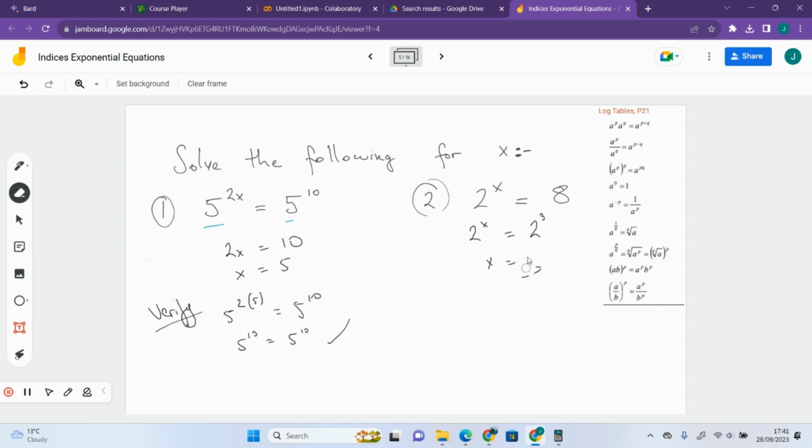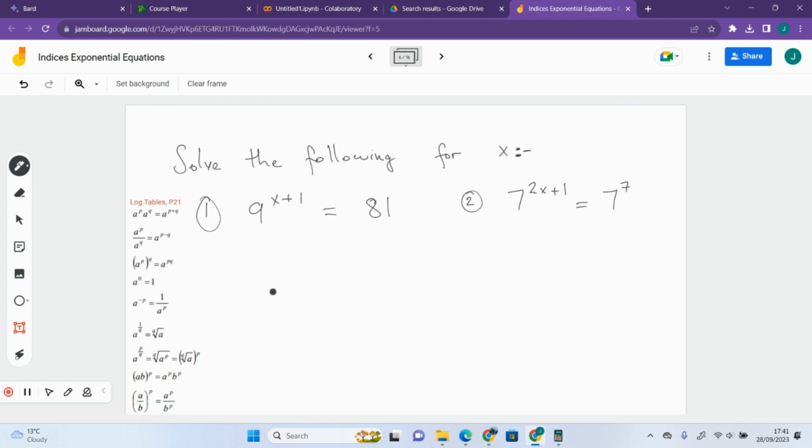And let me write that. X is equal to 3. And when I substitute that back in, I get back to 8. So the verification is easy in that case. So let's just do a couple more to get a feel for them. They can be quite easy, and some of them are a bit more involved. So let's look at these 2.